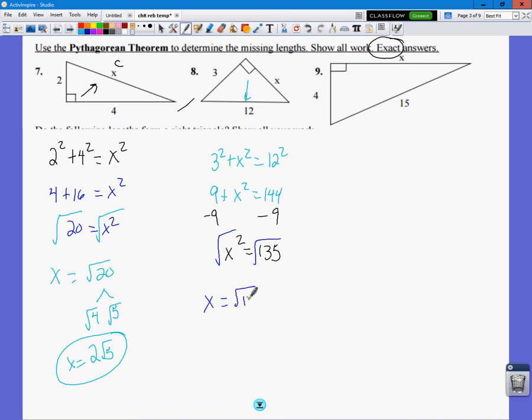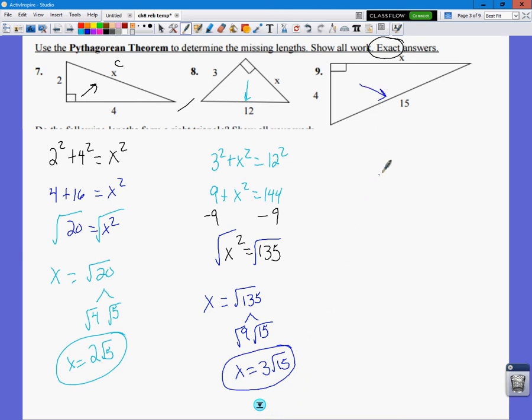So x is equal to the square root of 135. This is, however, divisible by 9. And it goes into it 15 times. And we can take the square root of 9. The square root of 9 is 3. So in simplified radical form, this would be 3 square roots of 15.